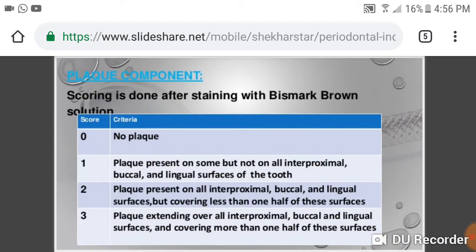Plaque component. Scoring is done after staining with Bismarck brown solution. Score 0 means no plaque. Score 1, plaque present on some but not all interproximal buccal or lingual surfaces of the tooth. Score 2, plaque present on all interproximal buccal and lingual surfaces, but covering less than 1/2 of these surfaces. Score 3, plaque extending over all interproximal buccal and lingual surfaces and covering more than 1/2 of these surfaces.